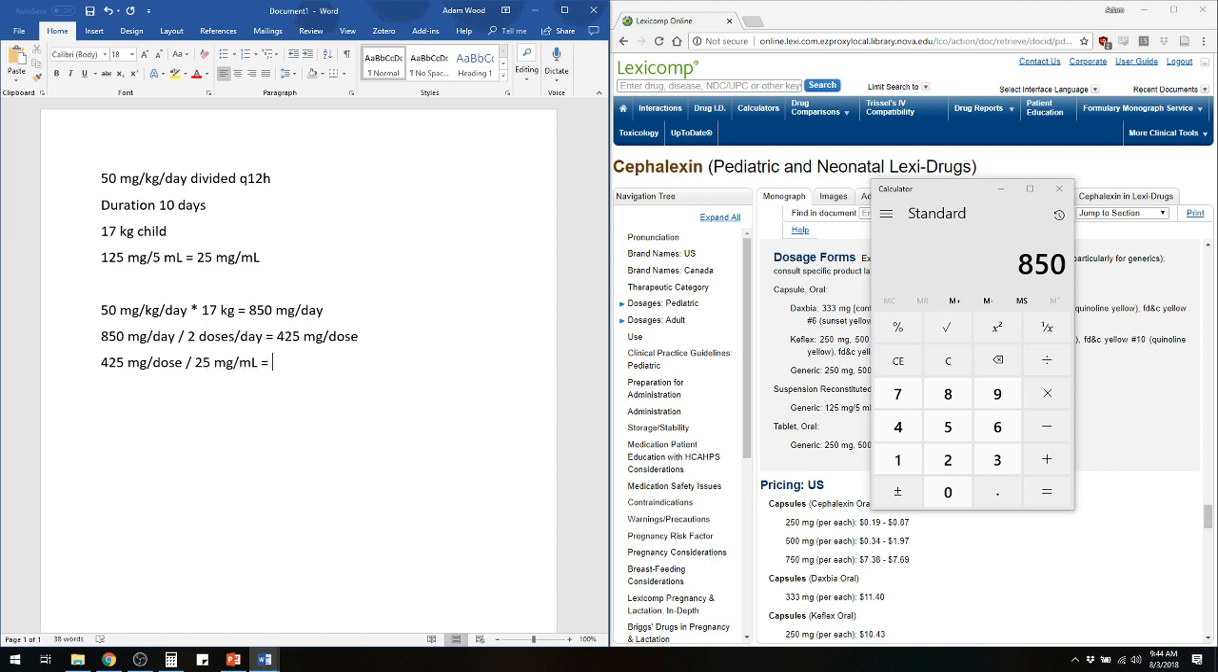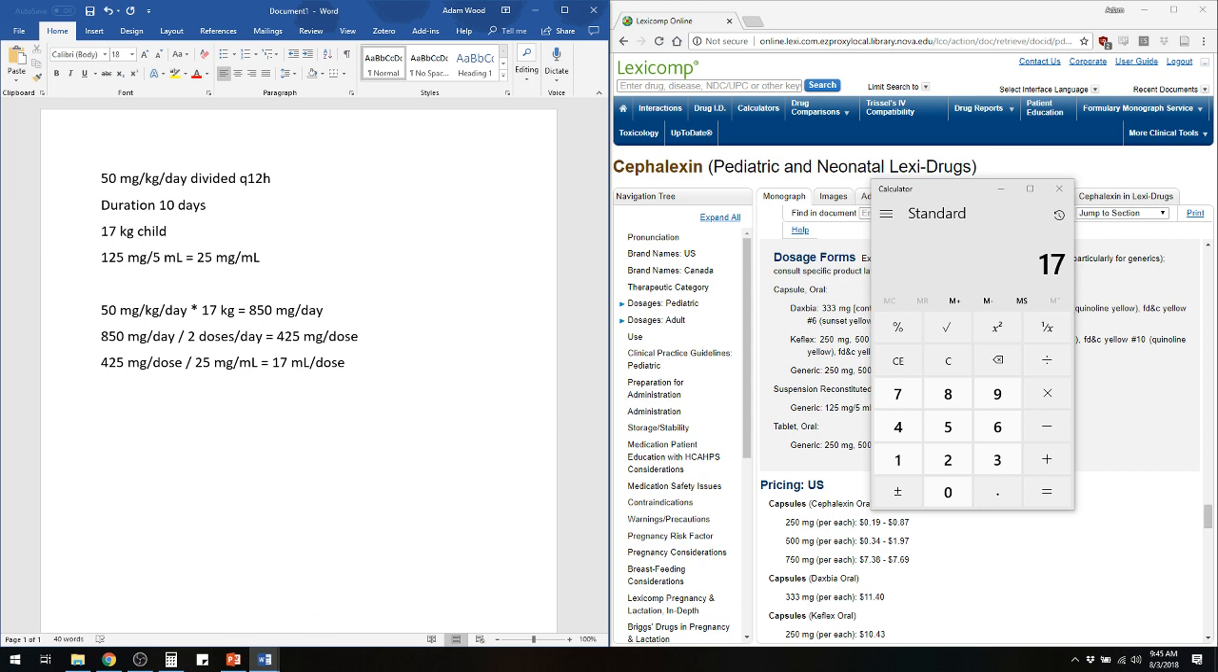So the milligrams will cancel out at this point. And then what do I got left? mLs per dose, right? So I'm going to take 425 divided by 25, 17 mLs. 17 mLs per dose. So if I were to write that on a script, that sounds like a lot, and it kind of is, but it is what it is, right? So then you liquid, that's what it is.